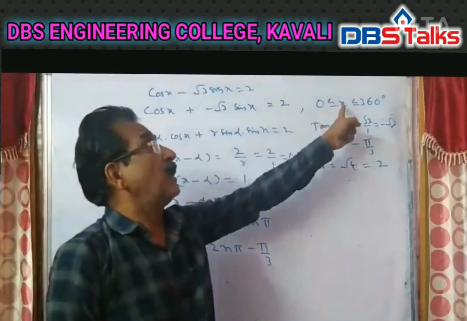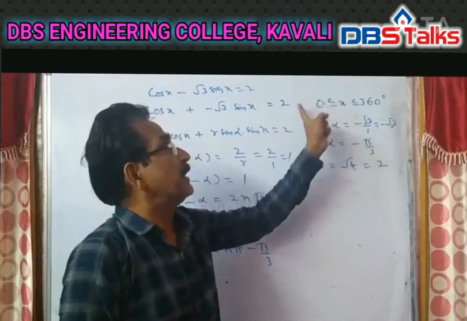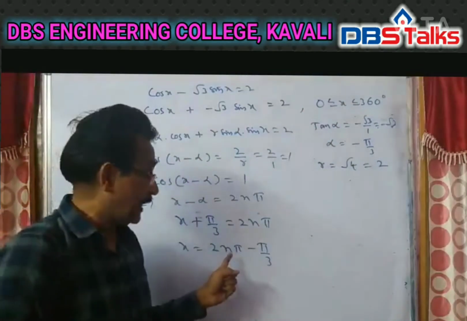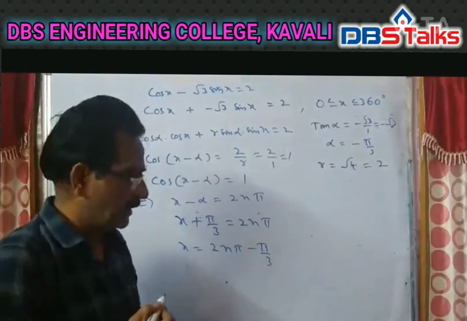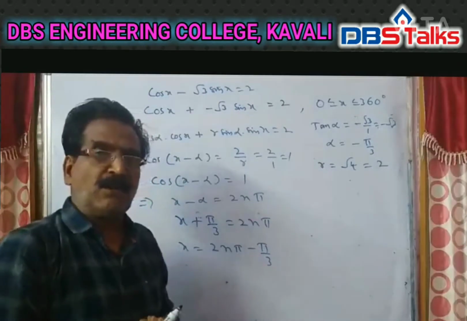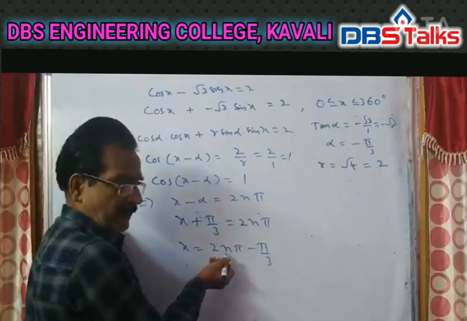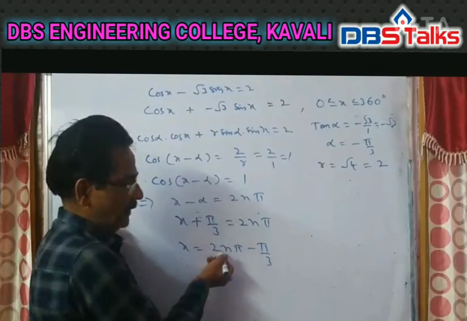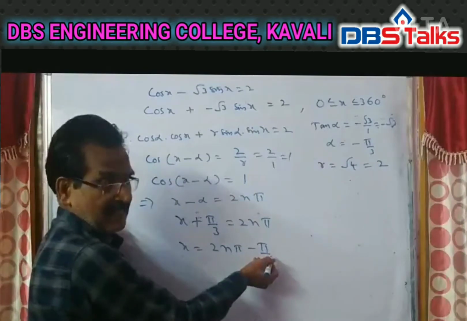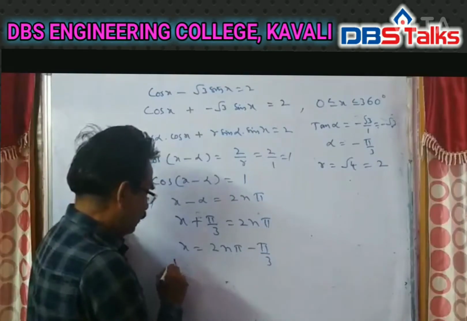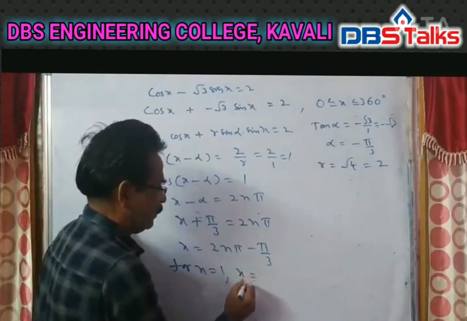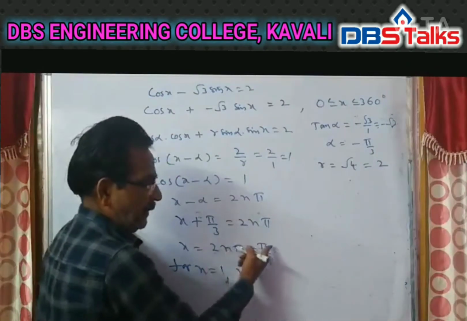But we want x to be between 0 and 360. For n equal to 0, we don't have a right solution. Let us put n equal to 1. For n equal to 1, we have x is equal to 2 pi minus pi by 3. 2 pi means 360, so 360 minus 60.